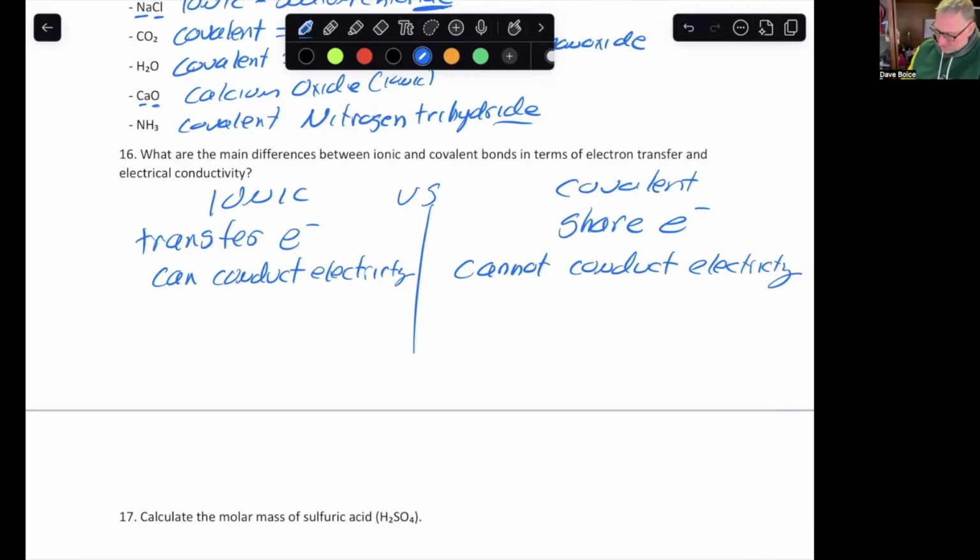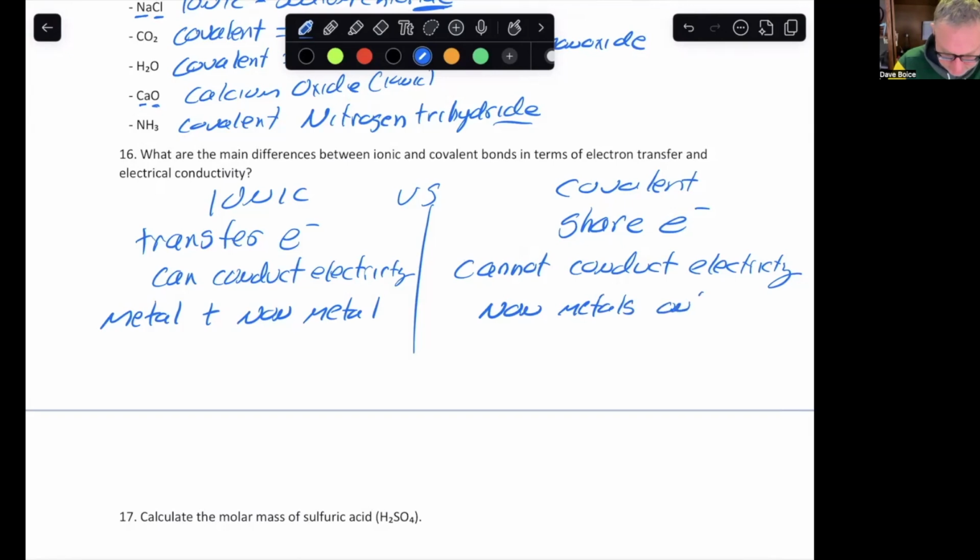Okay. How about something else? Let's see. Ionic is a metal plus non-metal, and covalent is non-metals only. And a metal plus a non-metal will also include polyatomic ions.